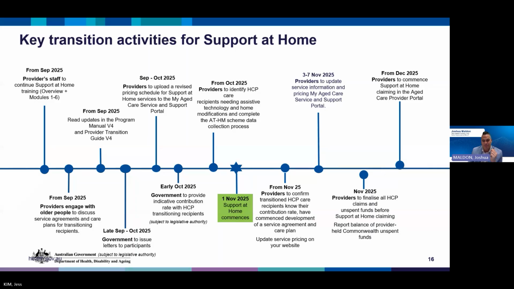Pricing is something where there's been a lot of interest, no doubt some questions raised also in this group. So what we'll do there is make sure that we've got information which is uploaded and ready for you guys to view. So between certainly the 3rd and 7th of November, providers will be required to update their service details in the service and support portal for My Aged Care, and those actions will ensure older people have access to the accurate support at home pricing information through that particular system.